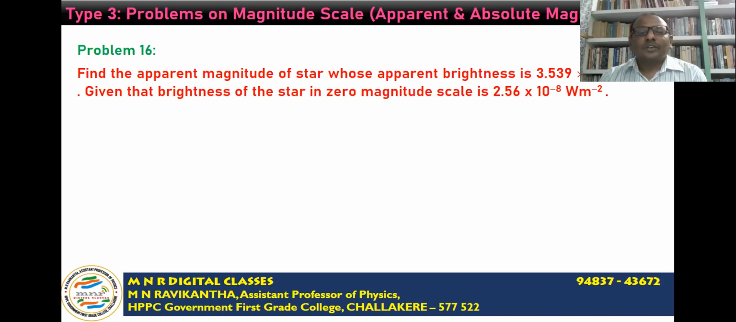So again, this is a problem related with apparent magnitude and brightness. If we take the star with zero magnitude, then we can find the apparent magnitude of any star using the formula m = 2.512 log B0 by B, where B0 is the brightness of the star corresponding to zero magnitude.